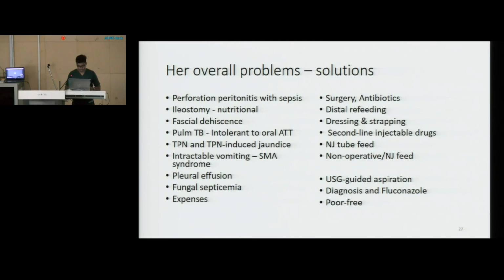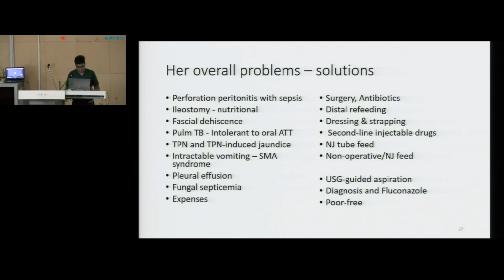Her overall problems and her solutions. The patient had a perforation with sepsis, which was managed by surgery and antibiotics. High output ileostomy, for which distal refeeding was done. For partial dehiscence of laparotomy wound, we did regular dressing and strapping. She had pulmonary TB but was not tolerant to oral ATT, so she was switched to second-line injectables.